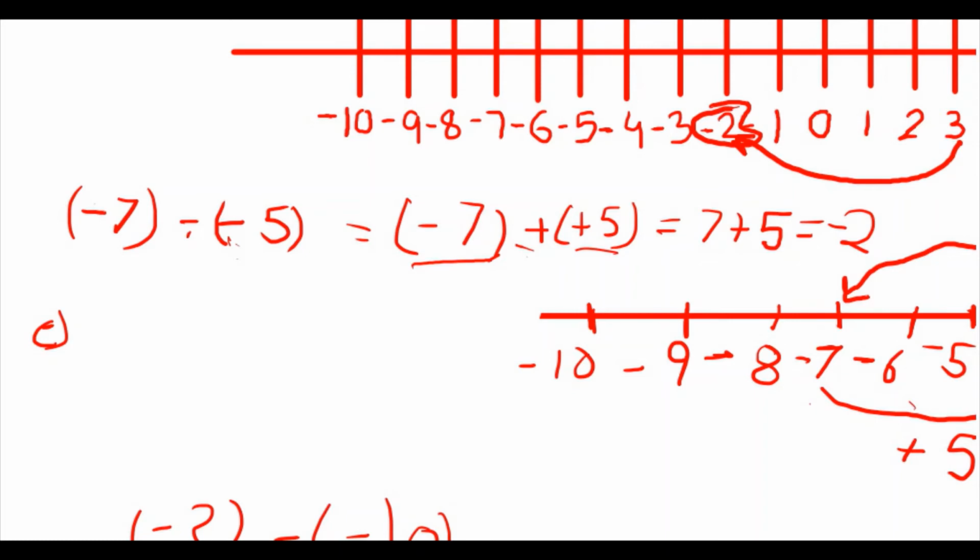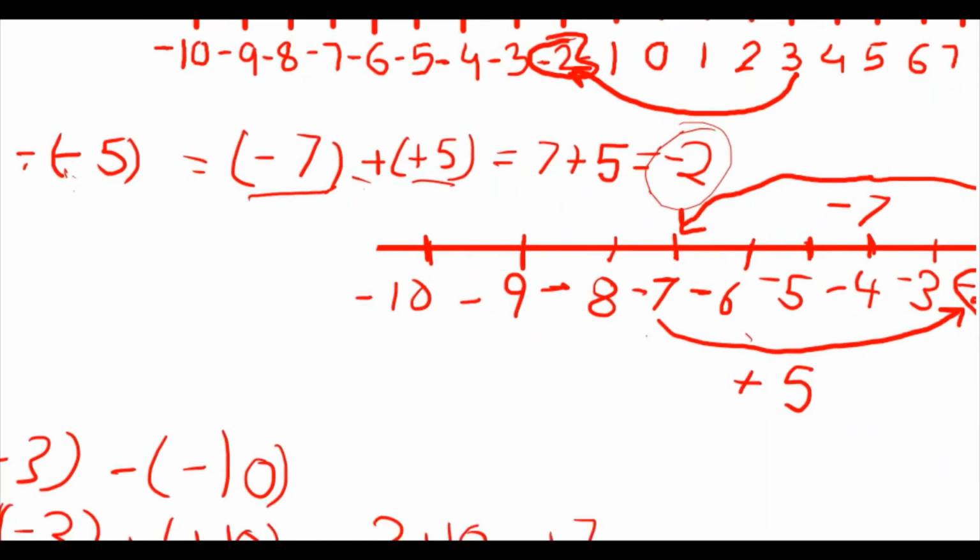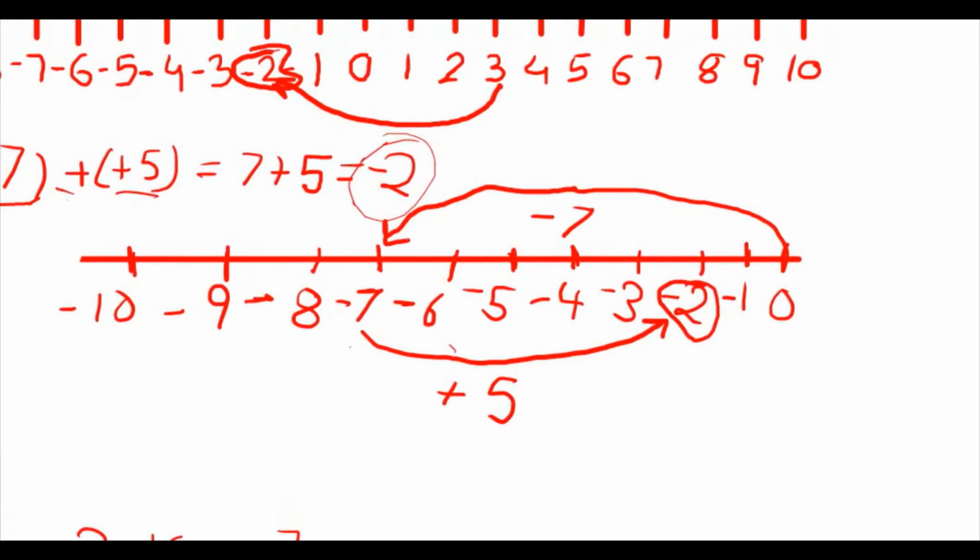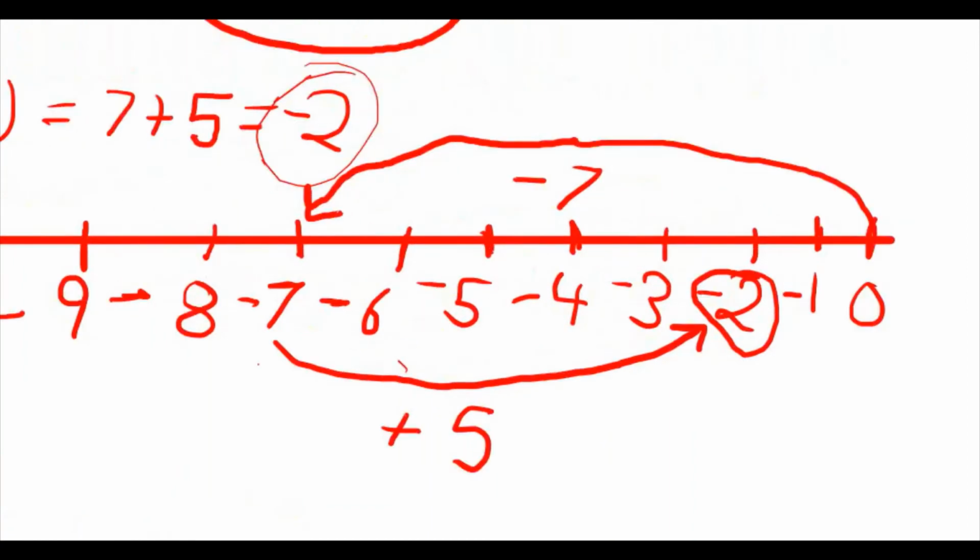Minus 2, and we can see on this number line also, moved from 0 to 7 steps, minus 7 steps backwards. So you get 5 steps to get minus 2 in the answer. Okay.